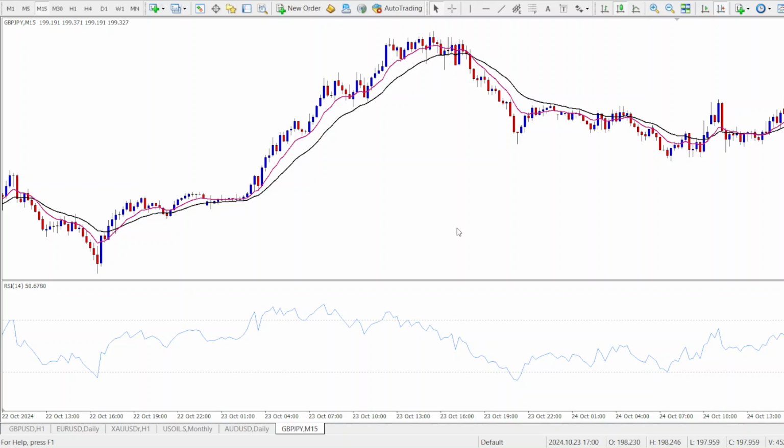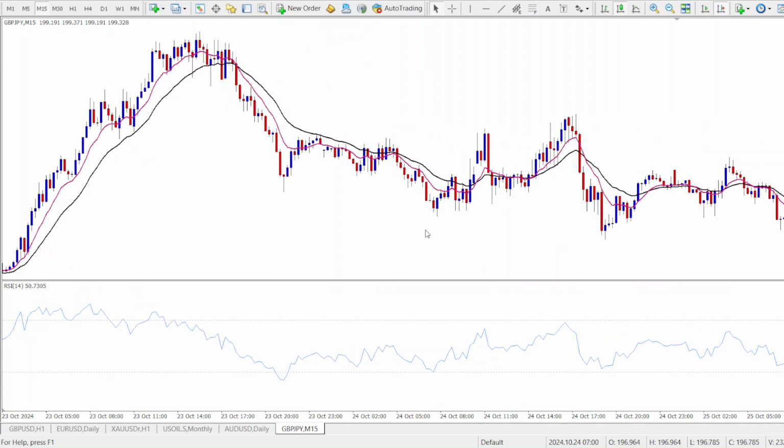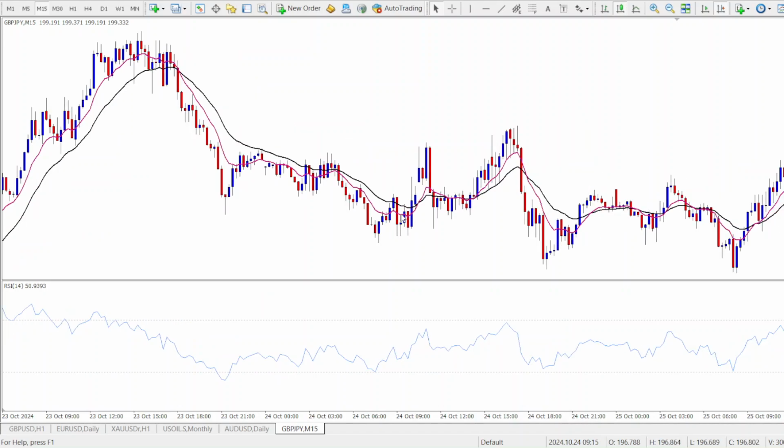Now that we know our indicators, because the indicators for this strategy are basically the 9 and 20 EMAs and the relative strength index, now let's dive into setting up entry and exit points.